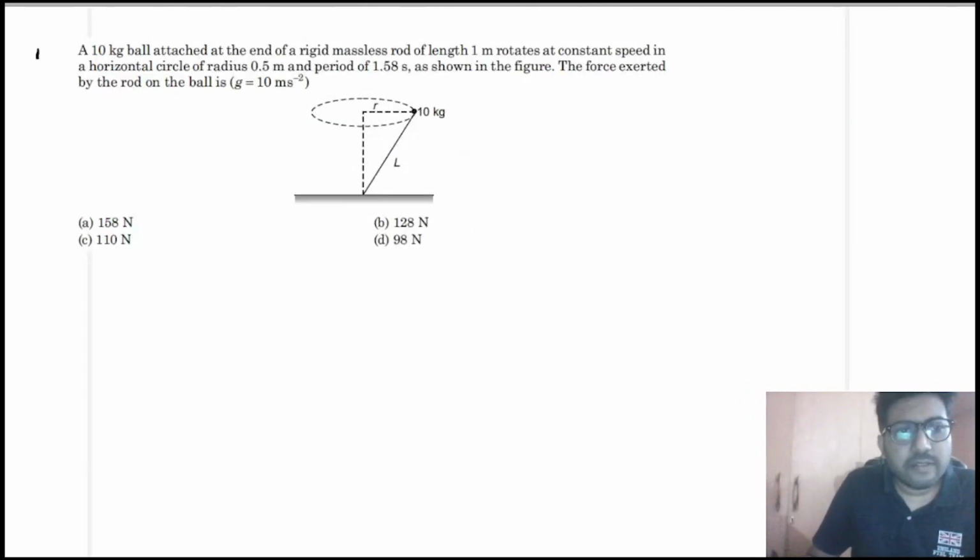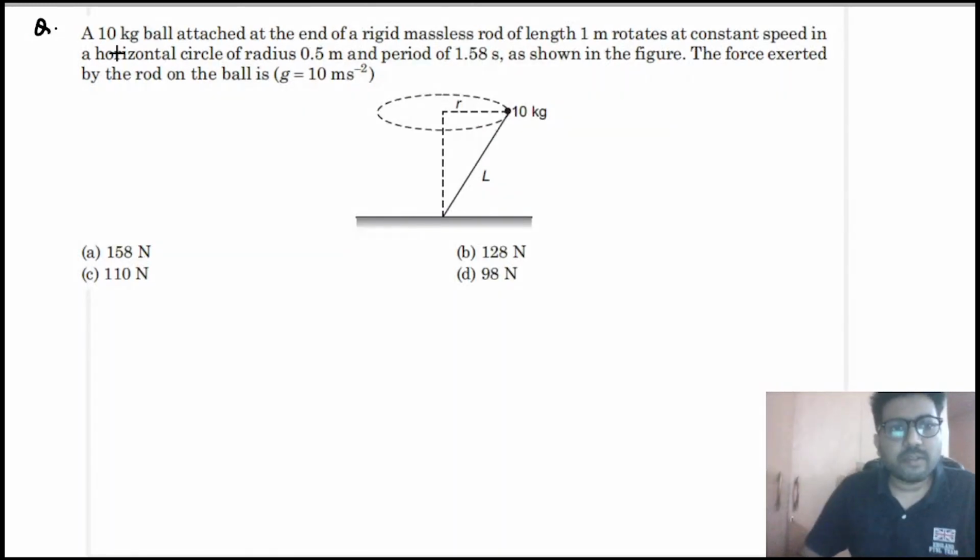Now let us look at the next question. In this question, it is given that there is a ball of mass 10 kg. It is attached to a rigid rod and this rod is massless. The length of this rod is given as 1 meter, and the radius of the circular motion of this rod is given as 0.5 meter. The time period of this circular motion is given as 1.58 seconds. We need to find the force exerted by this rod on the ball.